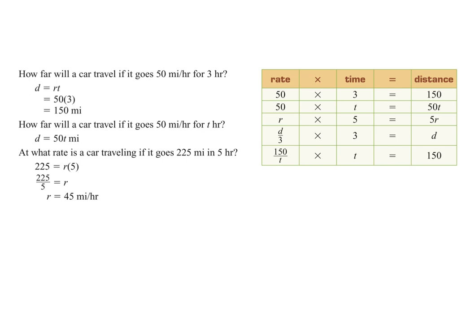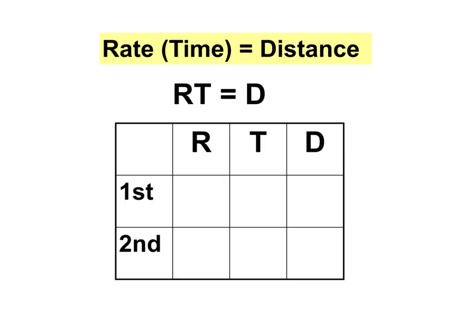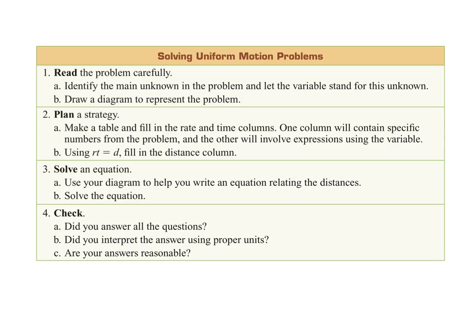And we are actually going to set up charts. We're going to have the first, whatever it is, airplane, person, whatever's traveling. The second, whatever is traveling. We are going to fill in from the word problem what we know or what relationship they have told us. And then we are going to decide what to do with the distances. Okay? So solving uniform motion, and these instructions are actually in your book on page 130.